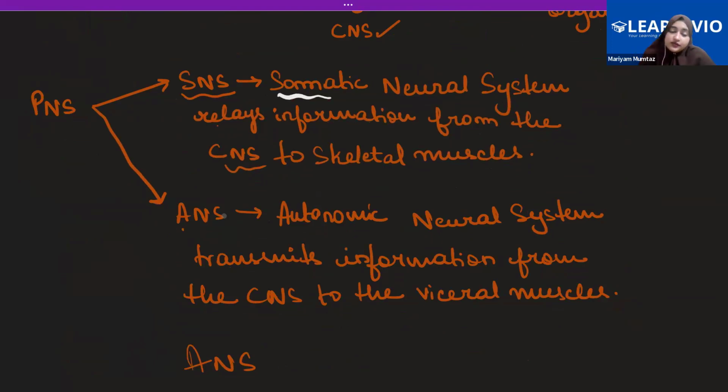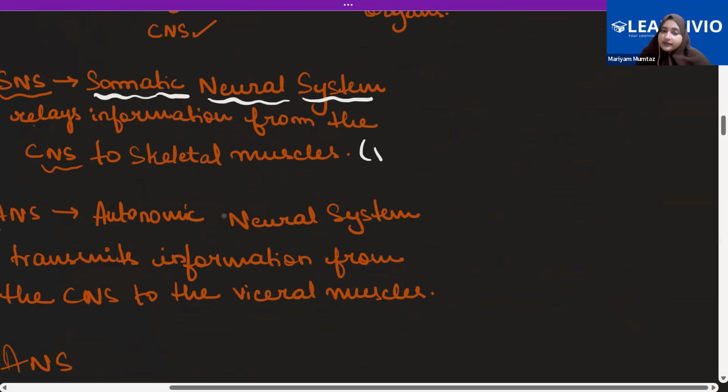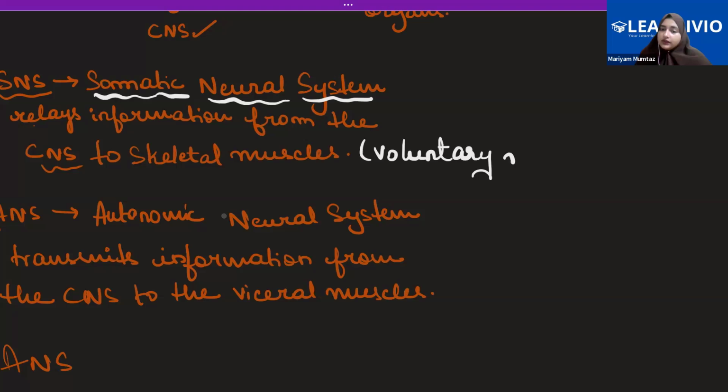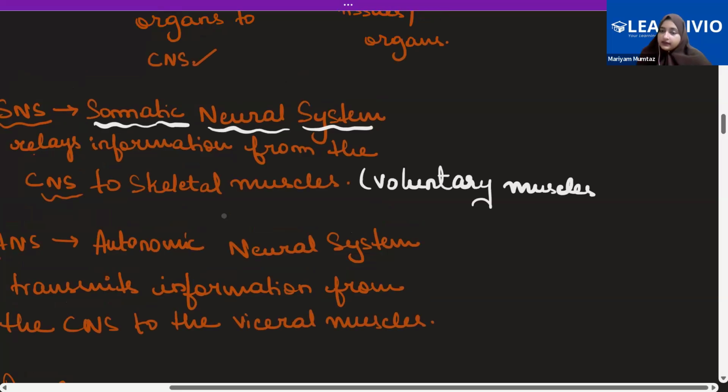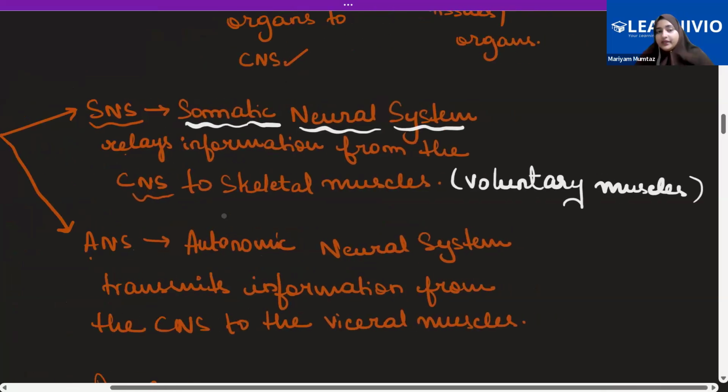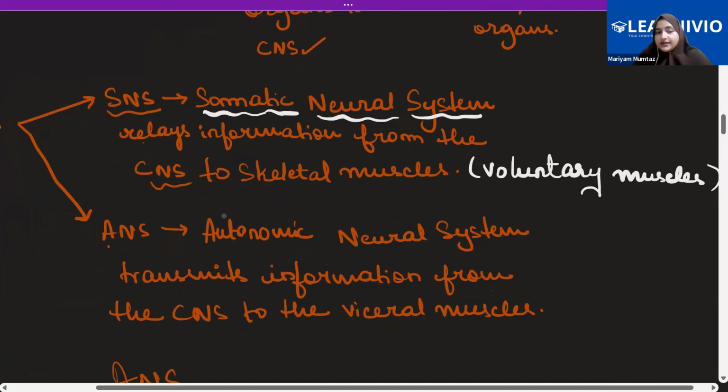SNS stands for somatic neural system. Somatic, meaning somatic cells. You people know that these are the normal body cells, right? So these are the ones that relay information from the central nervous system and take them to the skeletal muscles, meaning the voluntary muscles. Now, the kind of nervous system will be the somatic nervous system or neural system.